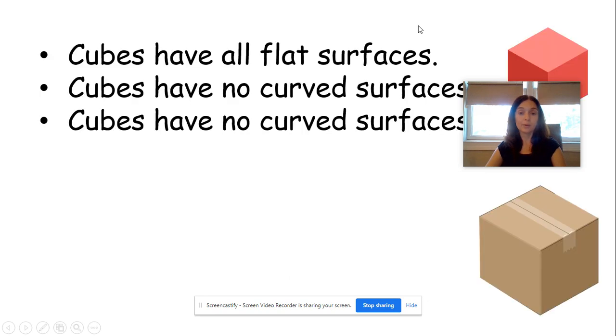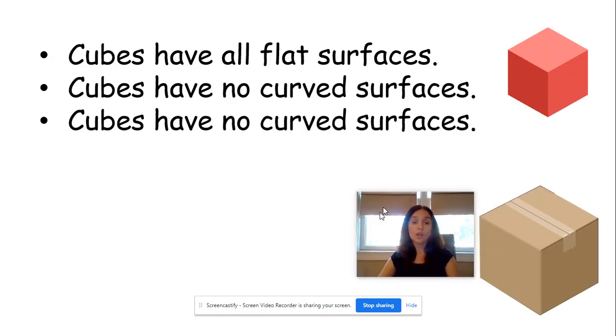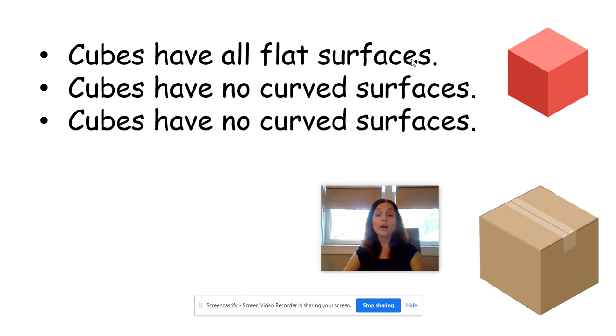Okay, let's answer our questions. Cubes have all flat surfaces. Right? Cubes have no curved surfaces. Oops, Mrs. Russell wrote that twice. But you can see that there are all flat surfaces on these cubes. Here's a red cube, and this is a box that's shaped like a cube.